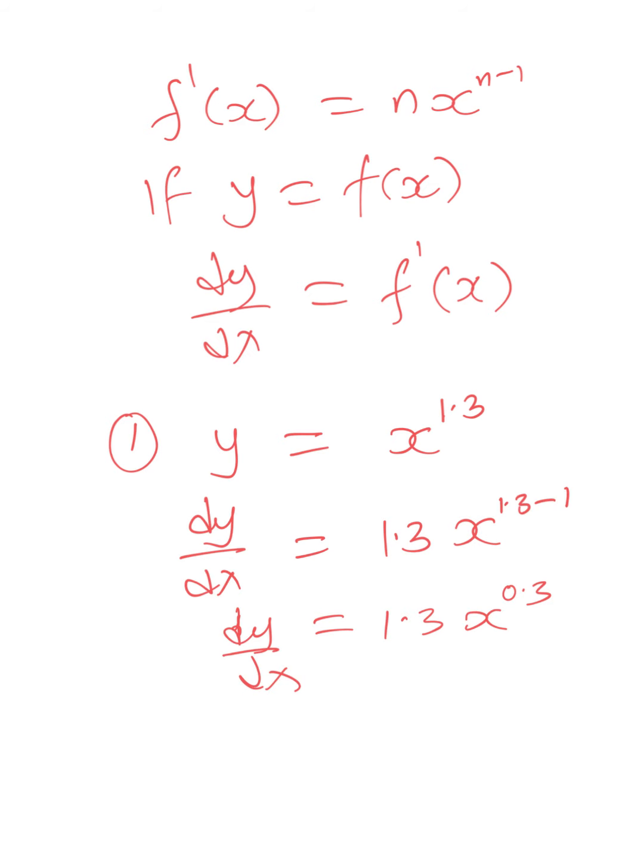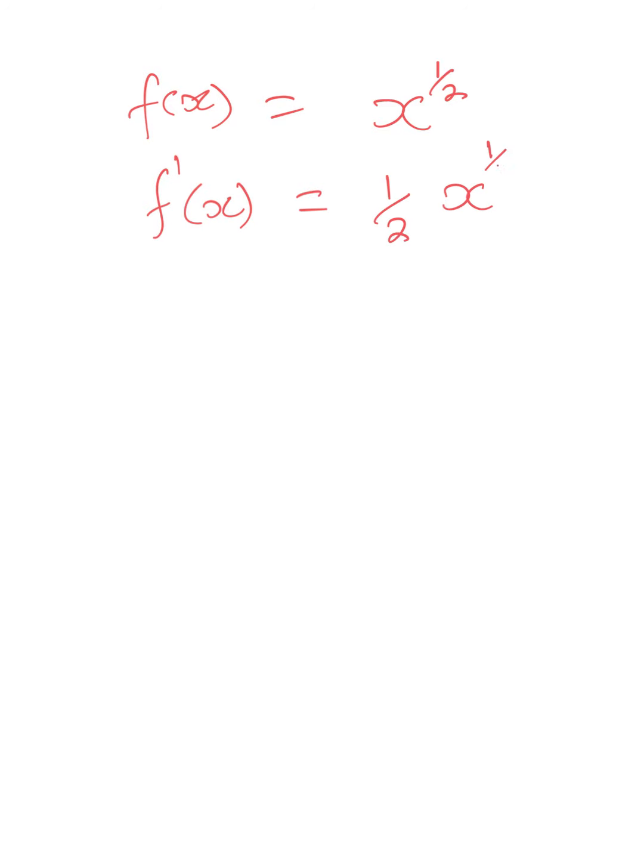Let's do 2, 3, or 4 more examples about this. We have f of x is x to the power a half. Then f prime of x is going to be, we drop the old power, it becomes a coefficient, and then we have a half minus a 1. So this is going to be a half of x to the minus a half.